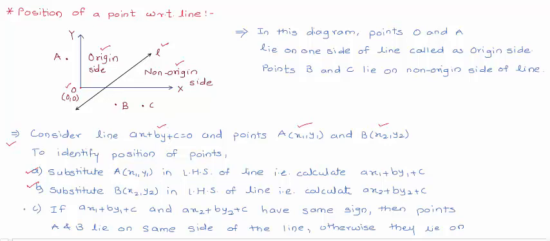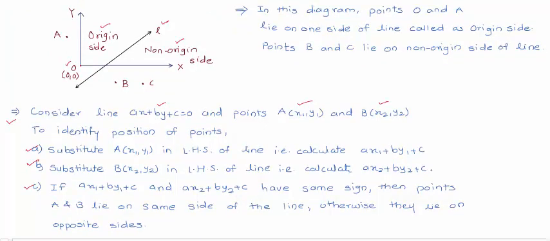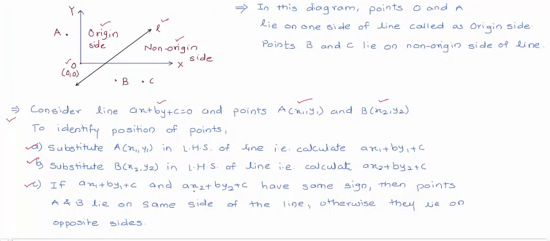Now the third step is the decider. If ax1 + by1 + c and ax2 + by2 + c, that is the values obtained in step A and step B, have the same sign, then the points A and B lie on the same side of the line. That means the values that you calculate after substituting the points, if both values have the same sign, then the points lie on the same side, otherwise they are on opposite sides. Very simple.